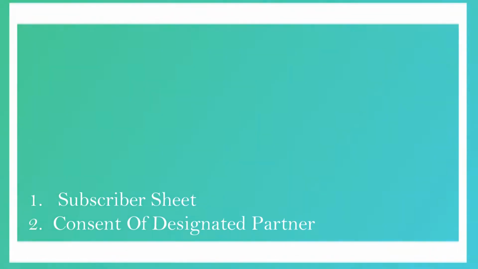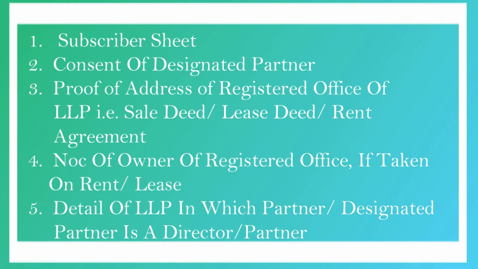Attachments of Form FiLLiP are the subscriber sheet, consent of designated partner, proof of address of registered office of LLP, that is sale deed or lease deed or rent agreement, NOC of the owner of the registered office if taken on rent or lease, and details of LLPs in which the partner or designated partner is a director or a partner.